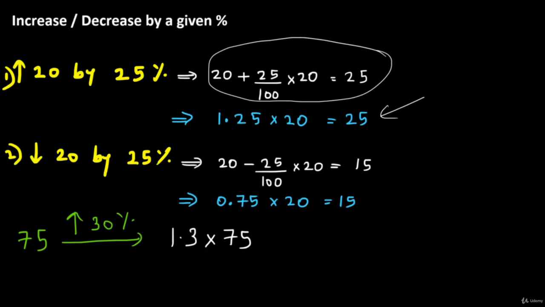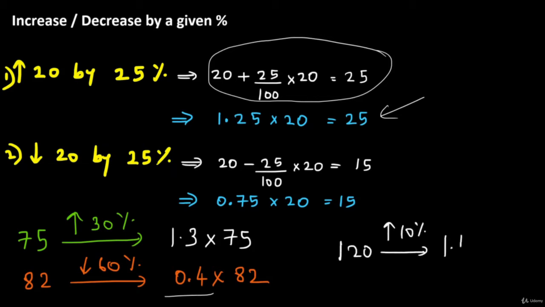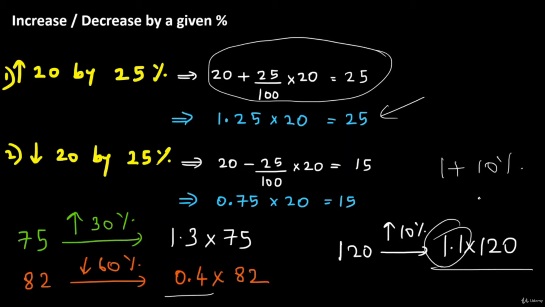Now say you want to decrease 82 by 60%. So what would that be equal to? That would be 0.4 into 82, right? How do you get this 0.4? That's 1 minus 60%, or 1 minus 0.6, which is 0.4, right? And say you want to increase 120 by 10%. So that would be 1.1 into 120. How do you get this 1.1? That's 1 plus 10%. 10% is the same as 0.1.